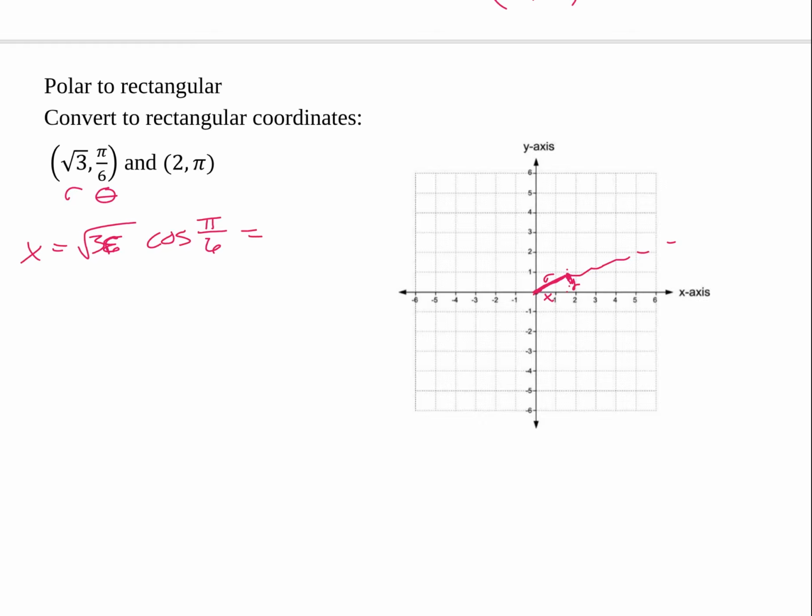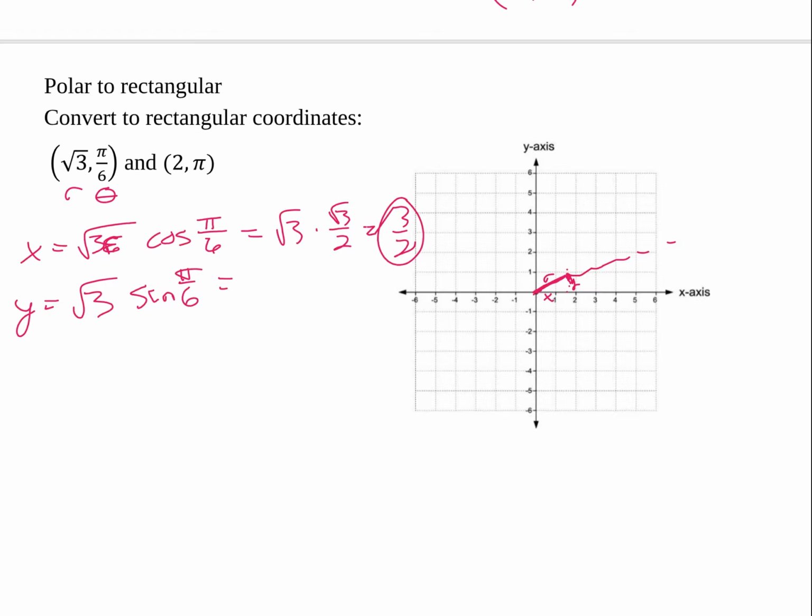And what do we get? Y is the square root of 3 times sine pi over 6, which is, okay, so let's figure this out. Cosine pi over 6 is the long side of a 30, 60, 90 triangle. The long side of a 30, 60, 90 triangle is square root 3 over 2. So we have square root 3 times square root 3 over 2, which gives me square root 9, which is just 3. So I have 3 halves. That's my answer for the x coordinate.